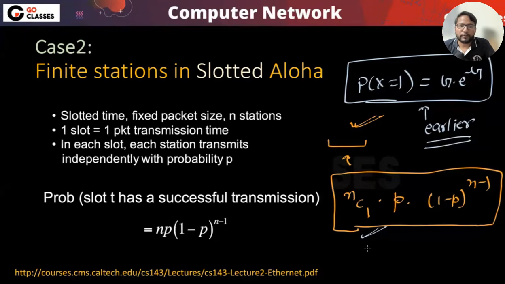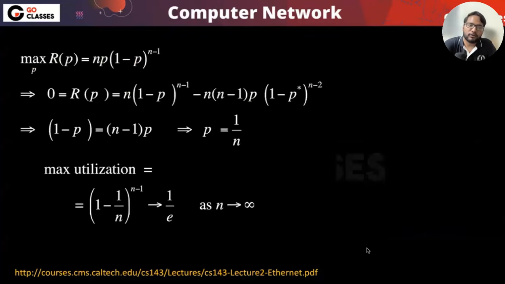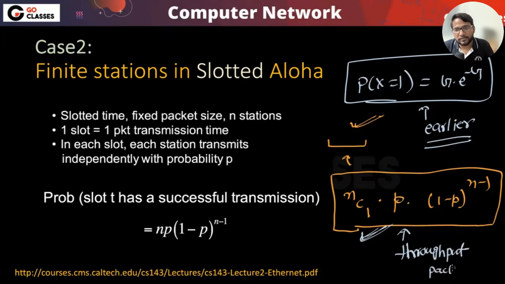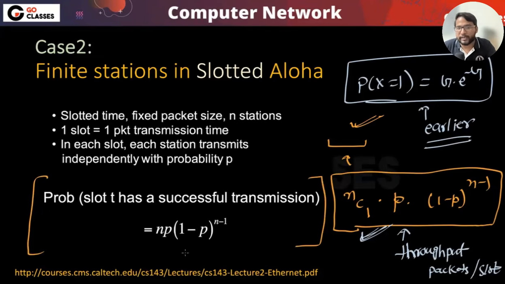If you want, you can differentiate it and check what the value of P should be such that I get this probability at maximum. And this is also throughput. The things are the same here. Can you tell me what is the unit of this throughput? Packets per slot, right? I hope you understand this line. That's only needed here. Is this okay to everyone?